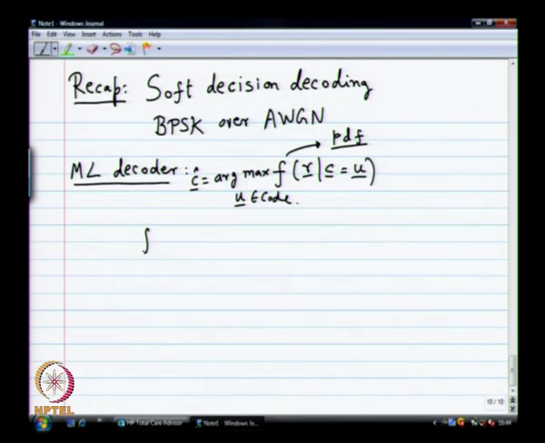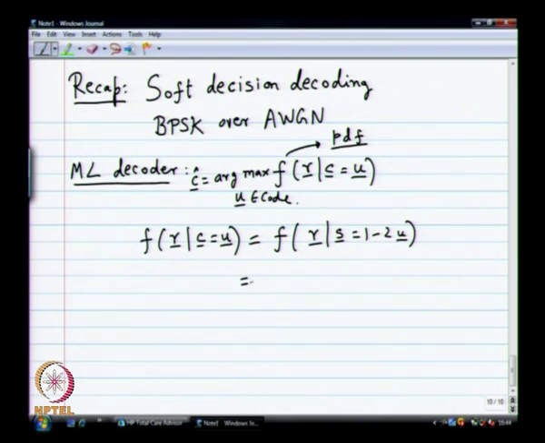So this f of r given c equals u. All this is quite standard, but I am doing it a little more slowly so that we can see what is happening. This is going to be f of r given s equals 1 minus 2u. This is a little more confusing, so I will do this in a little more detail.